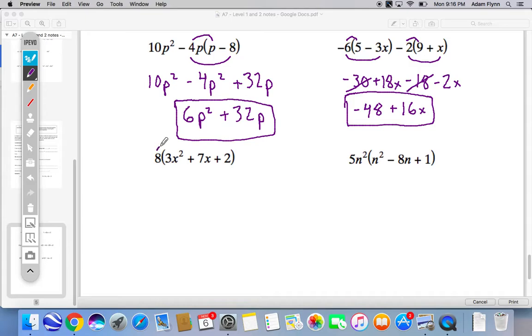Okay, last two. I'll make sure here to distribute this 8 to all three terms inside the parentheses. So I have 8 times 3x squared, which is 24x squared. I have 8 times 7x, which would be a positive 56x. And I have 8 times positive 2, so I have plus 16. Taking a look at my exponents, I have no like terms at all, so this would be my solution.